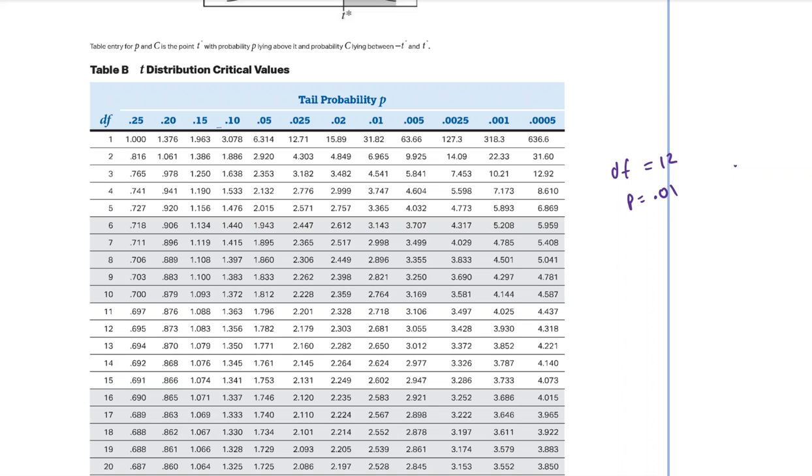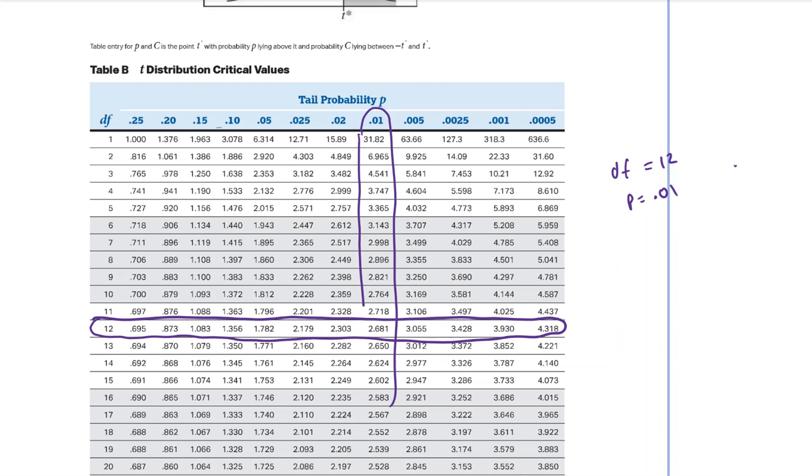All I would do is go to the 12 degrees of freedom row, like I've circled here, and then I would circle the 0.01 probability column, or 1% being in my tail. And when I do that, the overlap is going to be my t-value, or my critical value in my problem. So the t-value that would correspond is 2.681 in this case.